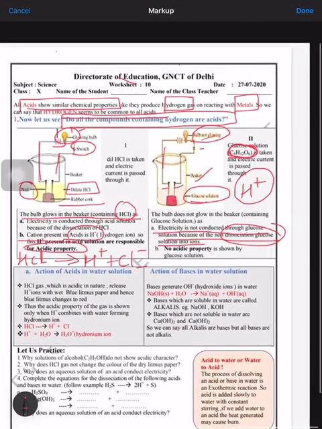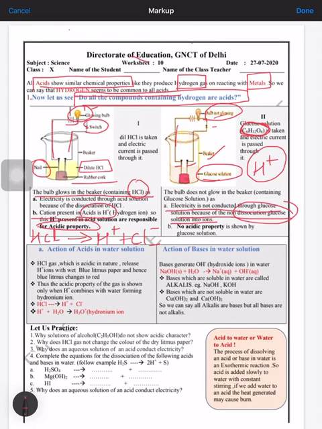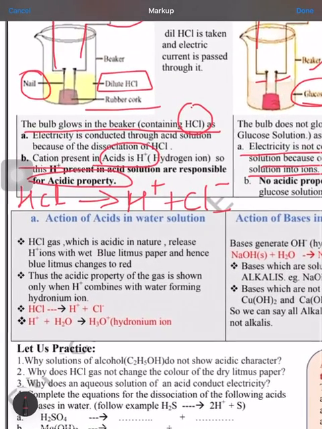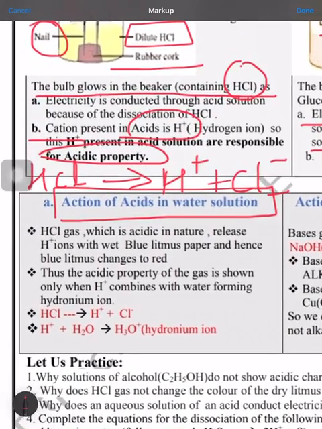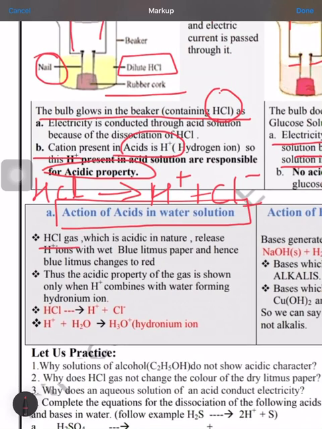So what will you say: do all compounds containing hydrogen act as acids? No. Only those compounds which undergo the dissociation reaction and produce H+ ions will be acids and will conduct electricity. Next is the action of acids in water solution. Now how will acids behave in water solution? For this, it's also a very good activity. We have taken HCl gas. It will be acidic in nature. It will release H+ with wet blue litmus paper, and hence blue litmus changes to red.